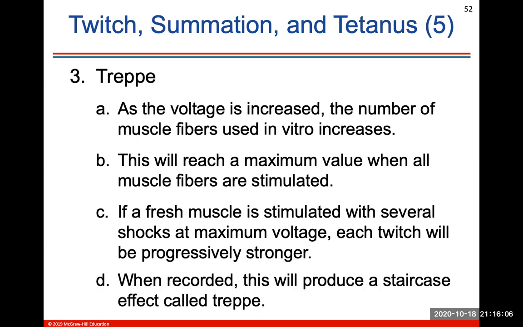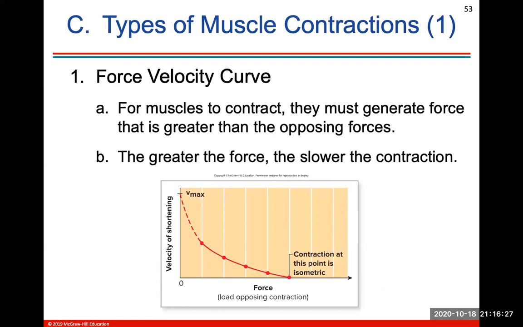Treppe refers to the number of muscle fibers used in vitro increasing as voltage is increased. This will reach a maximum value when all muscle fibers are stimulated. If a fresh muscle is stimulated with several shocks at maximum voltage, each twitch will be progressively stronger. And recorded, this produces what we call a staircase effect called treppe.